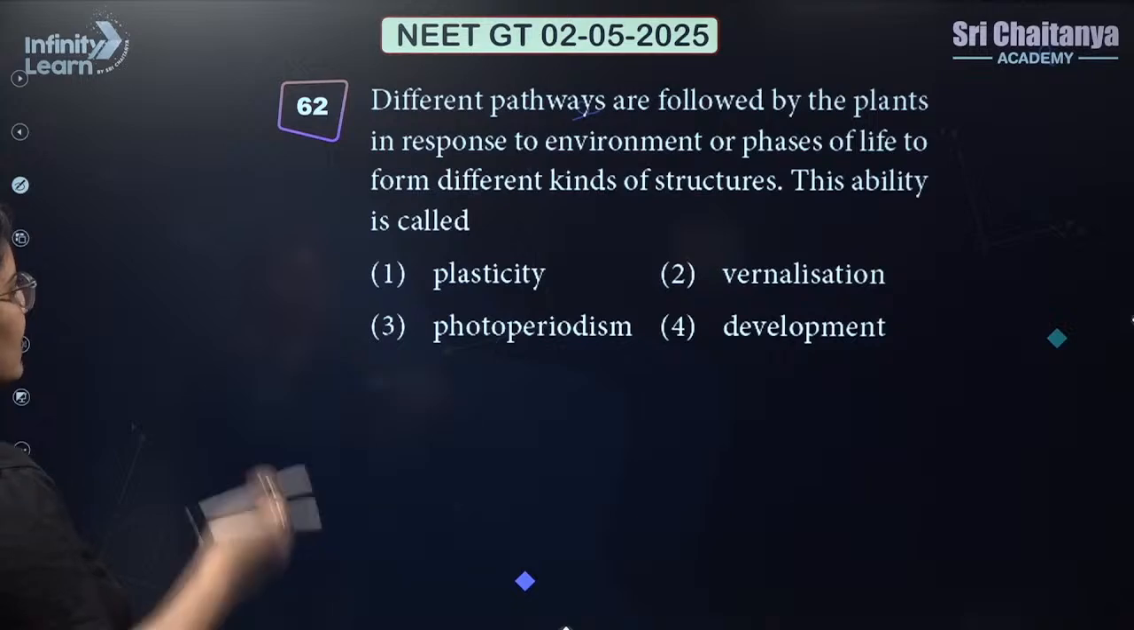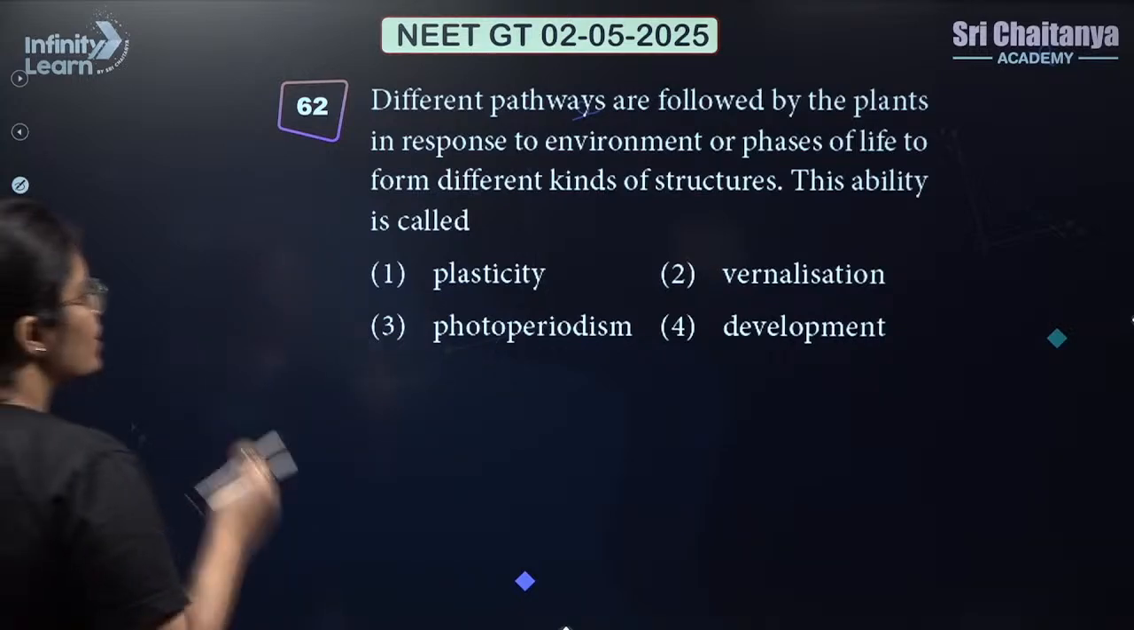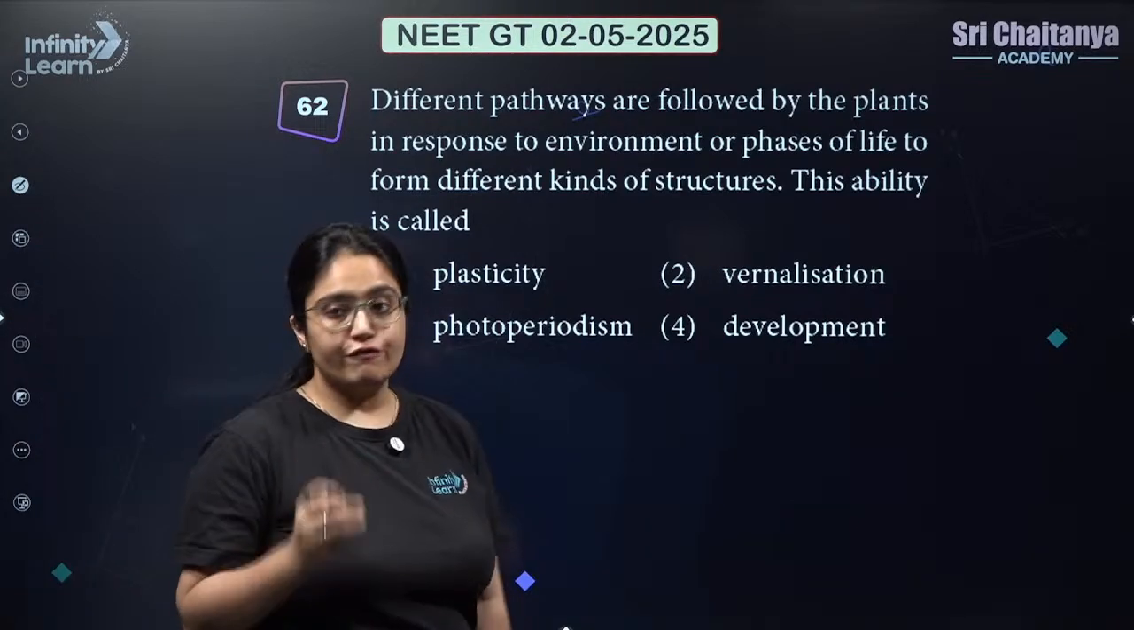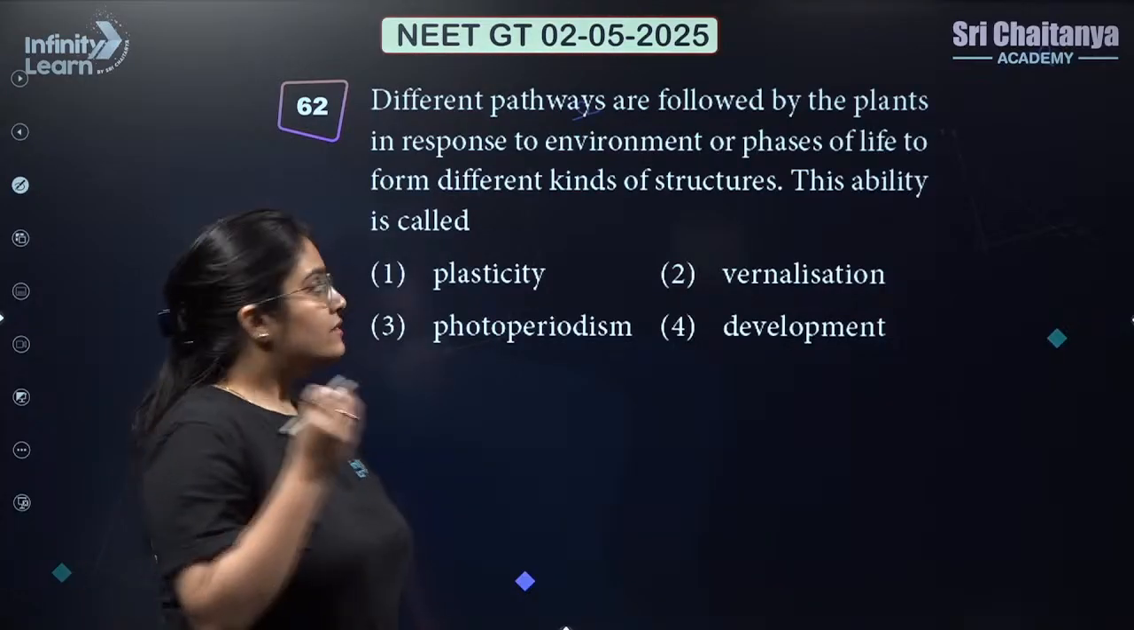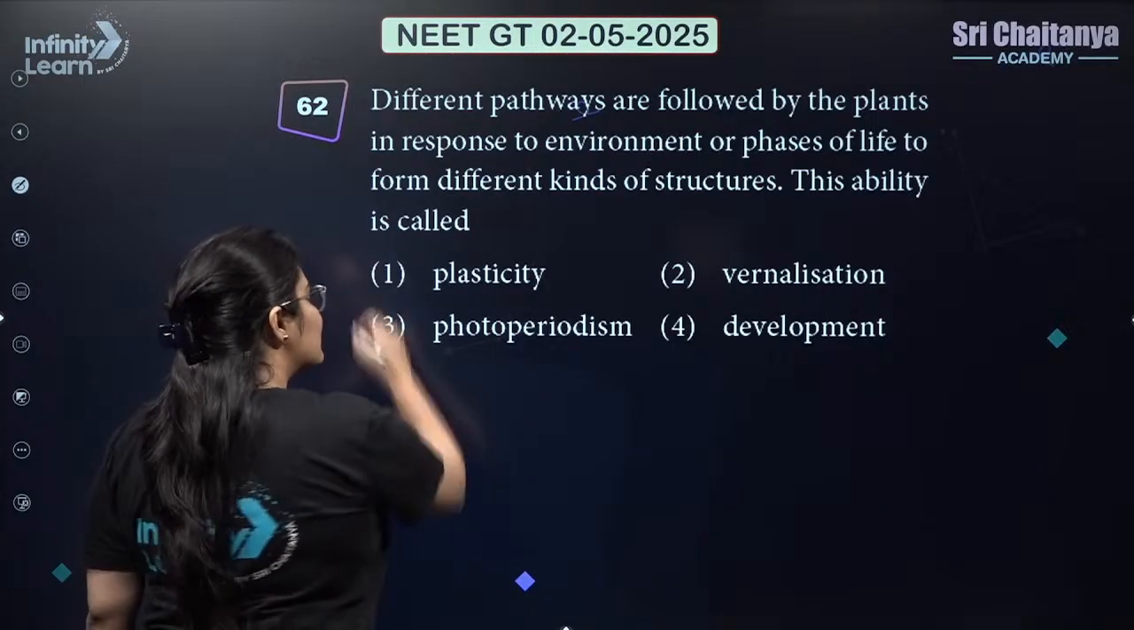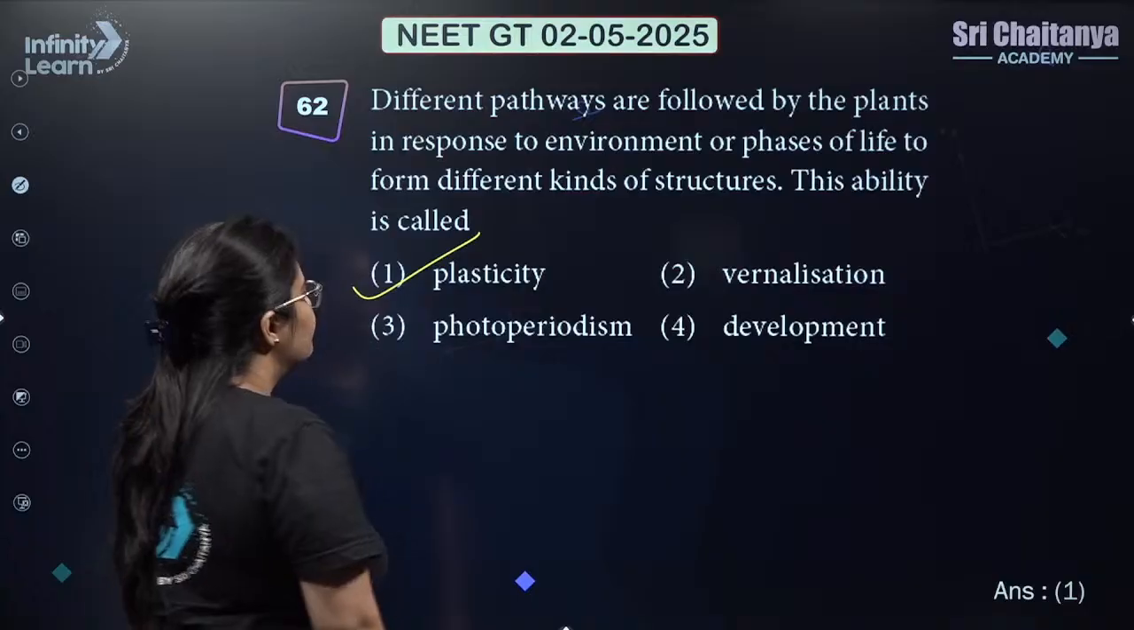Different pathways are followed by the plants in response to environment or phases of life to form different kinds of structures. This ability is called plasticity. Your answer is 1.